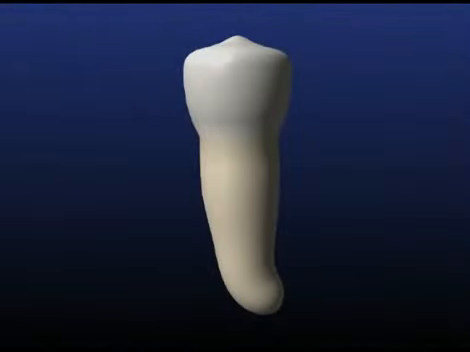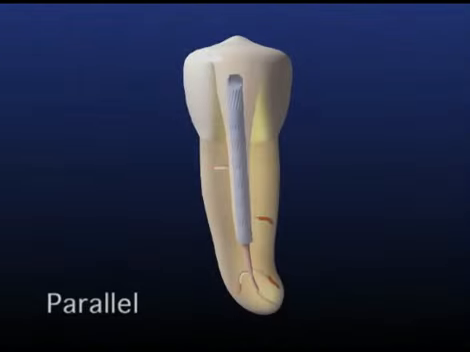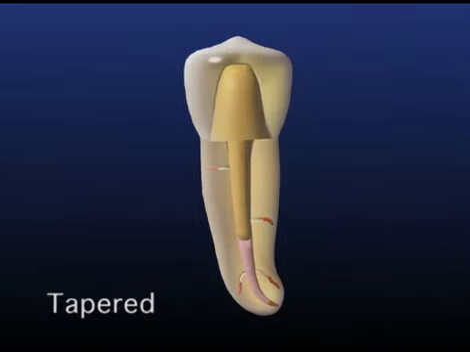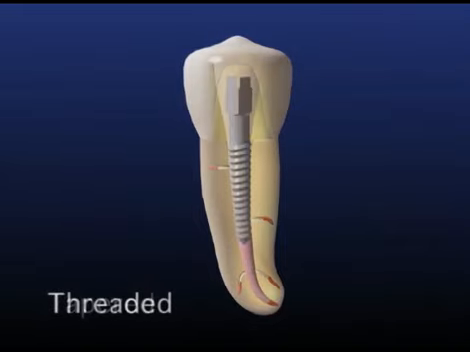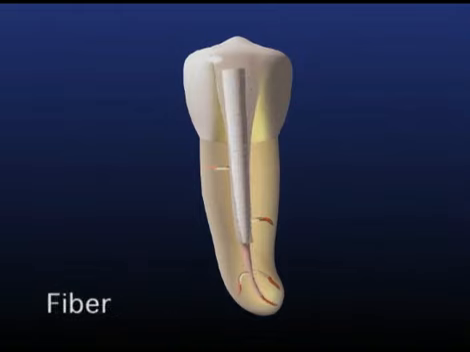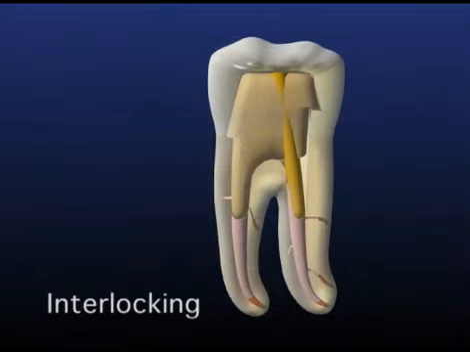In general, posts can be cataloged into parallel versus tapered, like a cast gold post, non-active versus active, like a threaded post, metallic versus non-metallic, like a fiber post. Additionally, certain furcated teeth are restored using interlocking post systems. Let's look at some of these clinical cases exhibiting these post types.